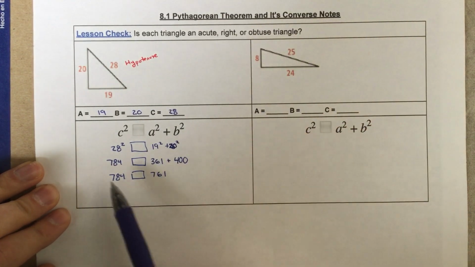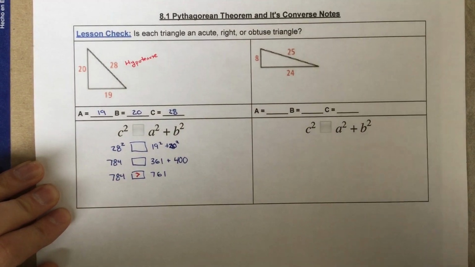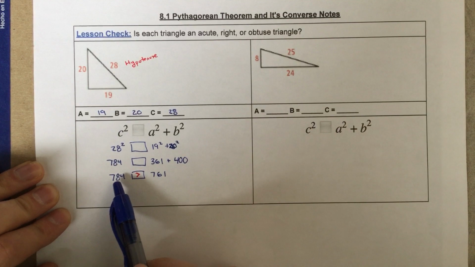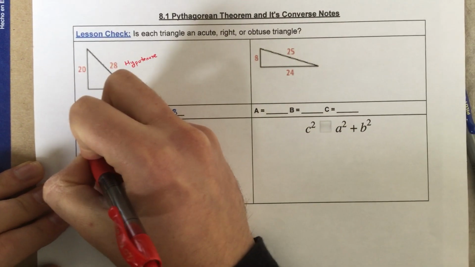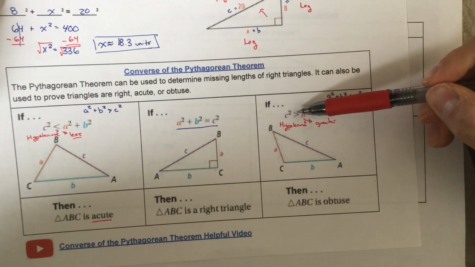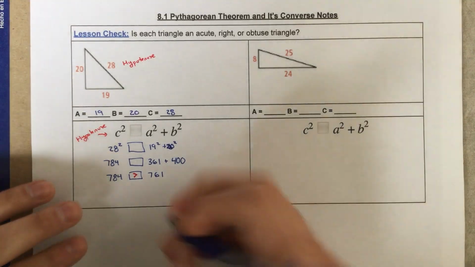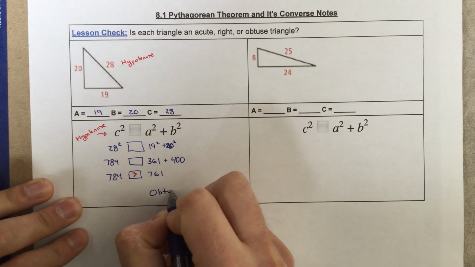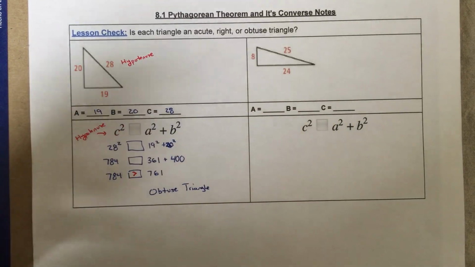So it's not until the end here on this line that I can say that this is going to be greater than 761. So because 784 is greater than 761, remember, this was the hypotenuse. Because the hypotenuse was greater than the sum of the other two, right? So the hypotenuse here was greater than the sum of a squared and b squared. Then I can say that this is an obtuse triangle. It is not a right triangle.